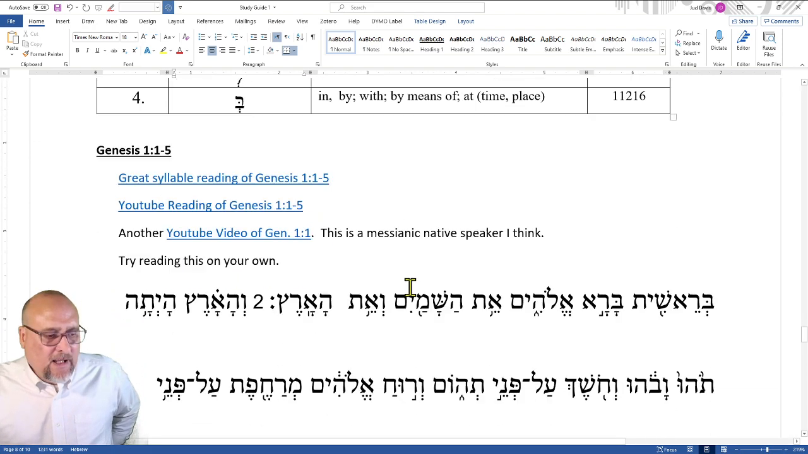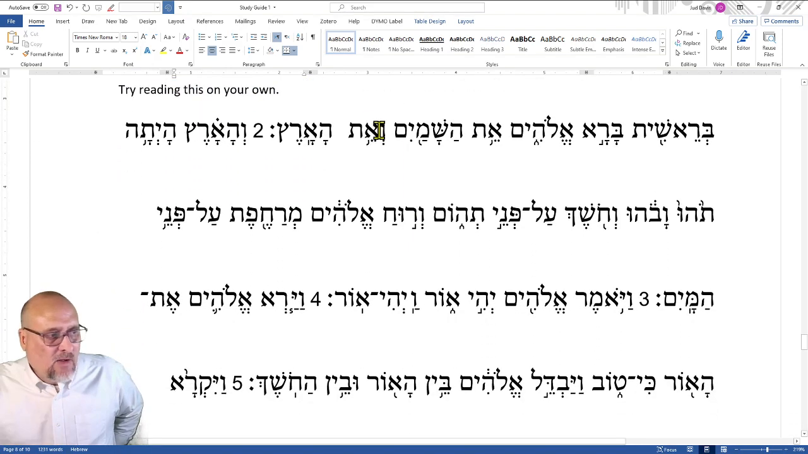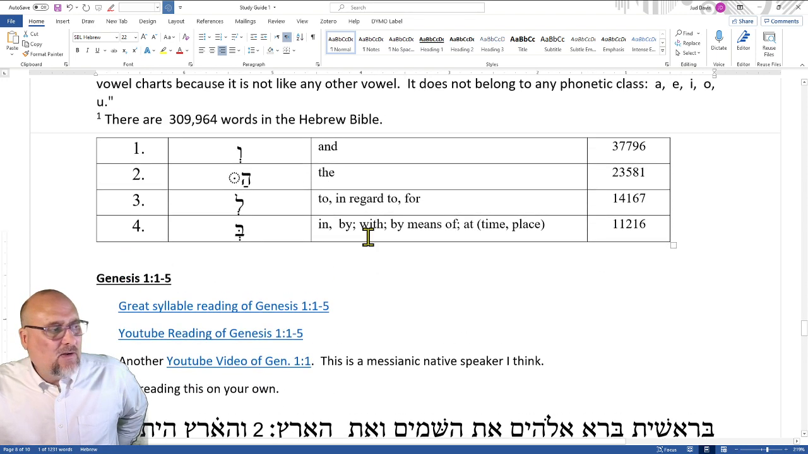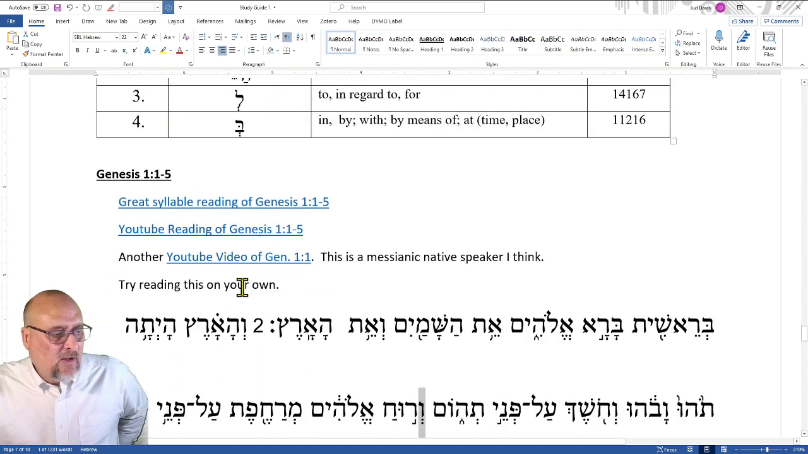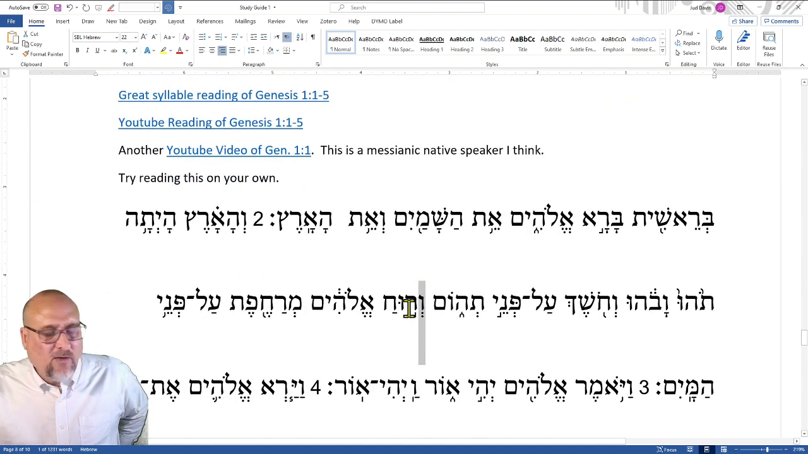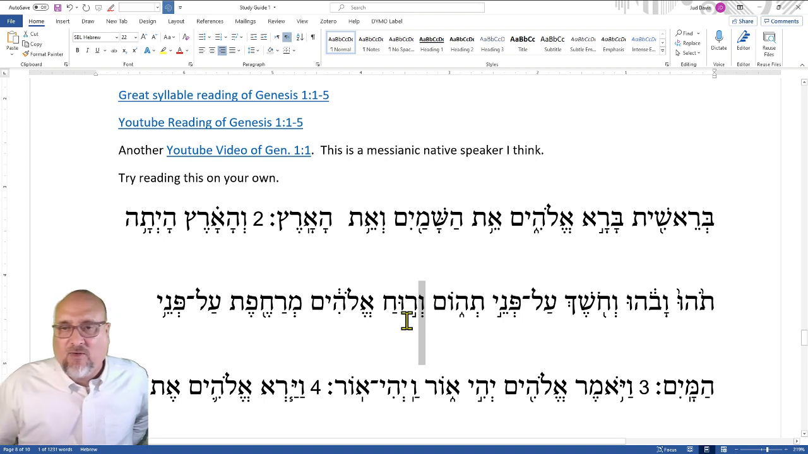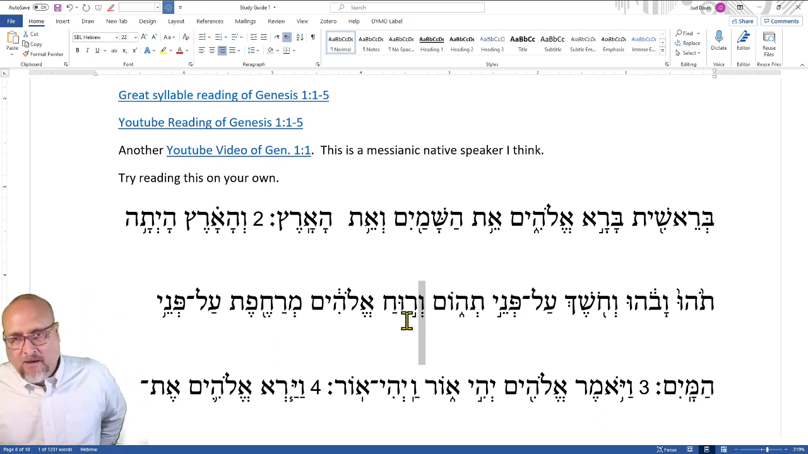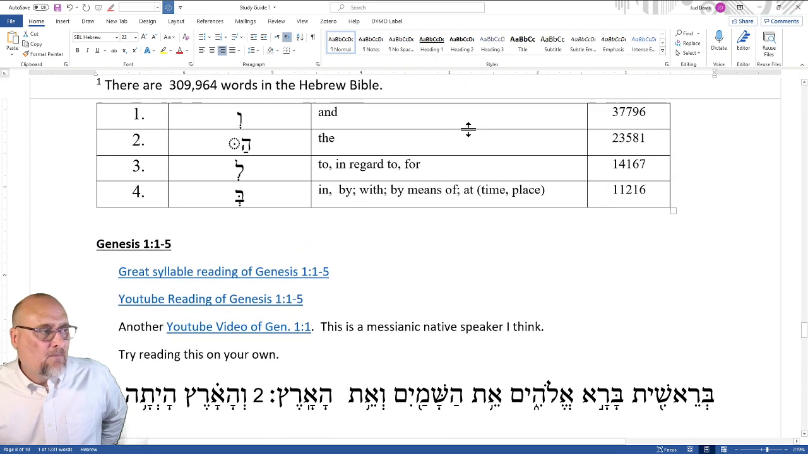We've already had it a couple of times. So what is this word right here? It's the word "and." What is this word right here? It's the word "and." So if we learn "ve," and we know that we can put it on the front of the word, we've learned 10% of the words that appear in the Hebrew Bible. Sounds to me that's pretty important to learn.